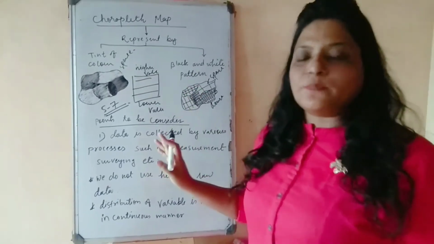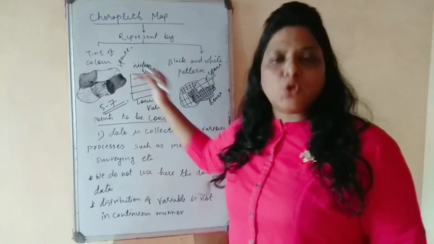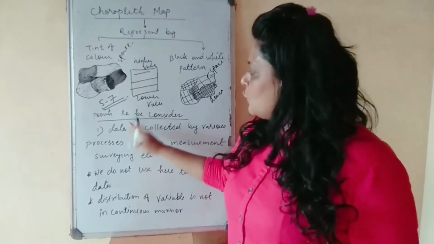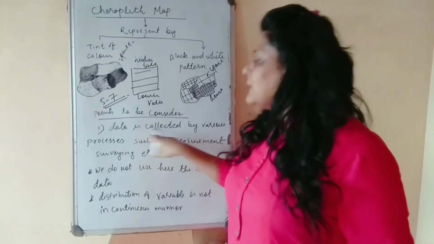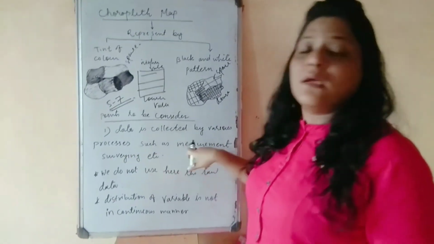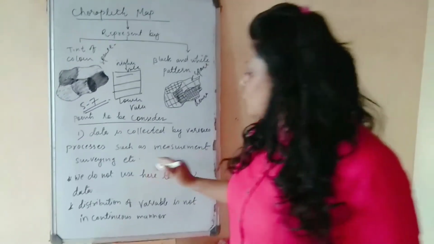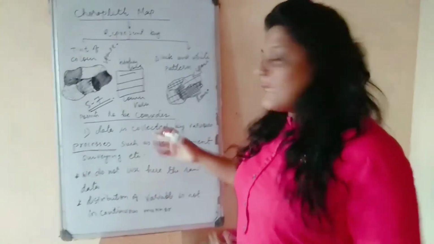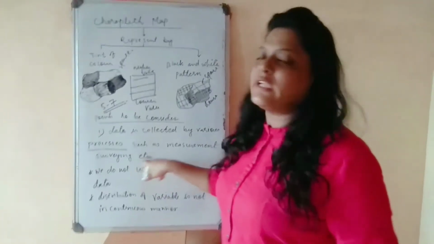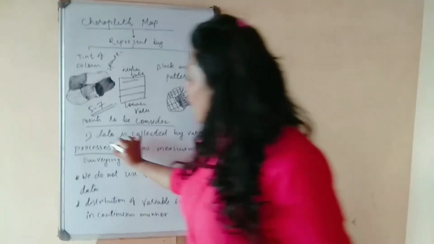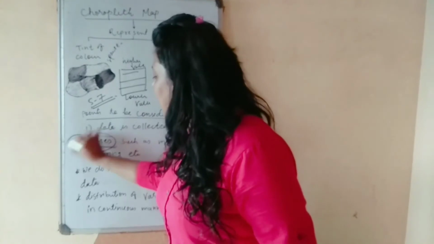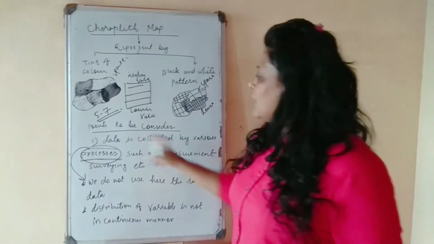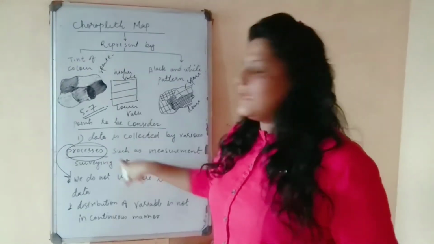Okay. So now, while making the choropleth map, some more points we have to consider. First of all, we will see that the data is collected by many processes. I'm talking about the process, okay. What are the processes? That is the measurement, surveying, etc. Why did I underline this process? The answer is here. Previously I told you that the data is collected by various processes.